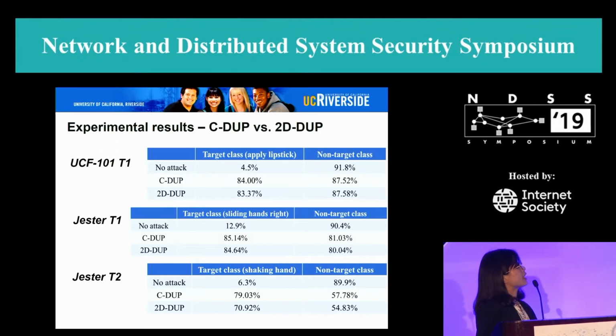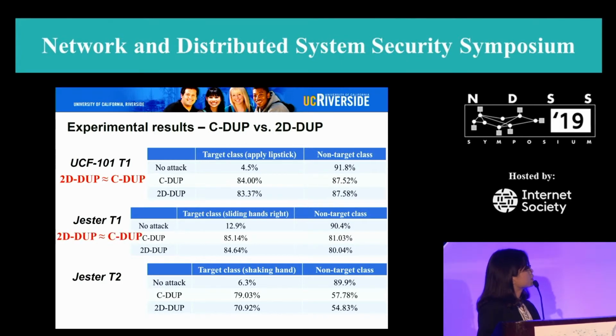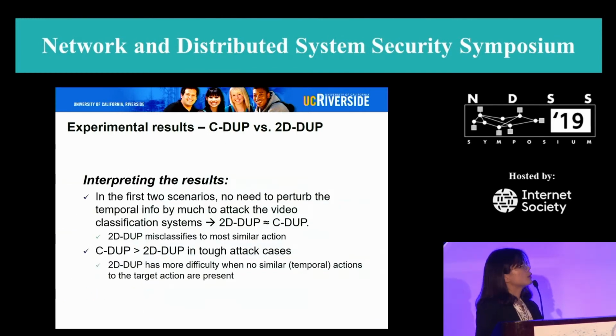Here we see the result. On the UCF11 dataset, they perform similarly, I would say. On the gesture dataset, this 2D DUB is not as good as C-DUB, but pretty much similar. However, in the last test case, 2D DUB is not as good as C-DUB. To explain the result, in the first two scenarios, there's no need to perturb too much temporal information. However, in the last test case, since there are no temporally similar actions, this 2D DUB has difficulties doing the attack.